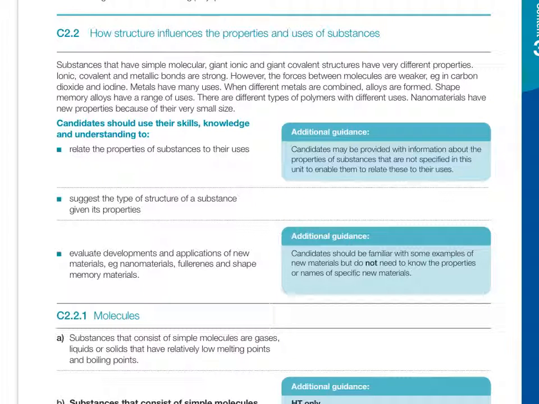So C2.1 looked at our three types of bonding: ionic, covalent, which can be split up into simple covalent and giant covalent, and metallic. C2.2 really closely links to C2.1 because it's now starting to explain some of the properties and uses of our ionic, covalent and metallic structures.